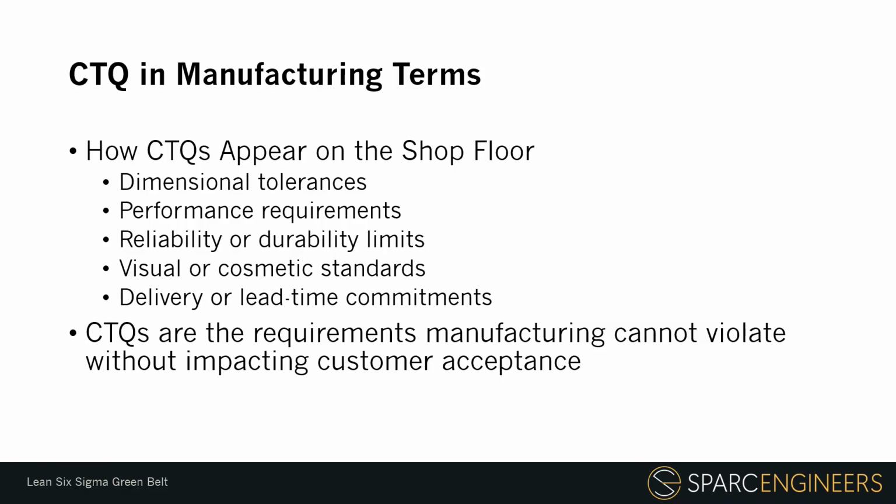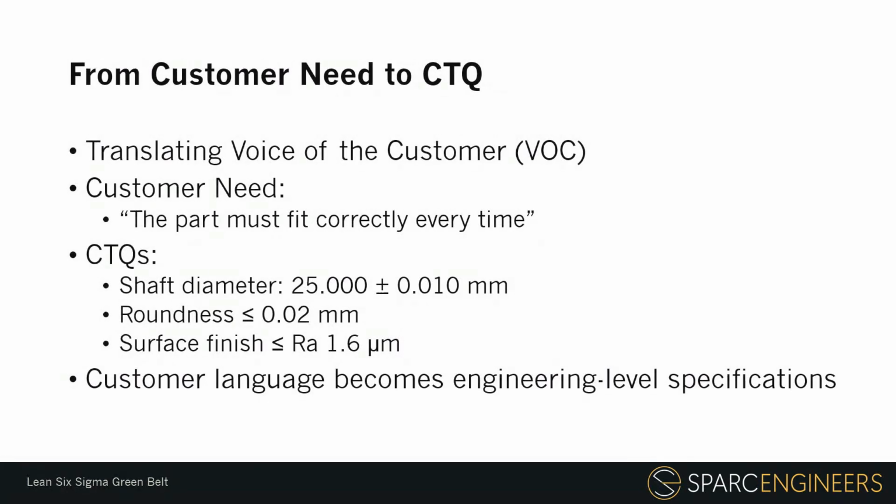From customer need to CTQ. Now let's look at how we translate customer needs into CTQs. A customer might say, the part must fit correctly every time. That is a valid customer need, but it is not specific enough for manufacturing or quality control. To make that need usable, we translate it into engineering-level specifications.